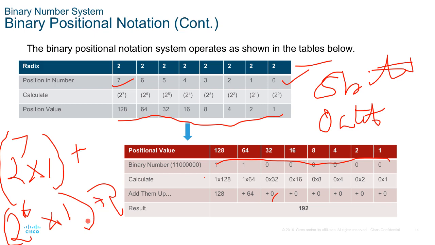Then you add the next position, which is 2 raised to power 5, but the bit at that position is 0. The computation continues until position 0. If you add all that together, the number that you obtain is the equivalent of that binary number in decimal form.